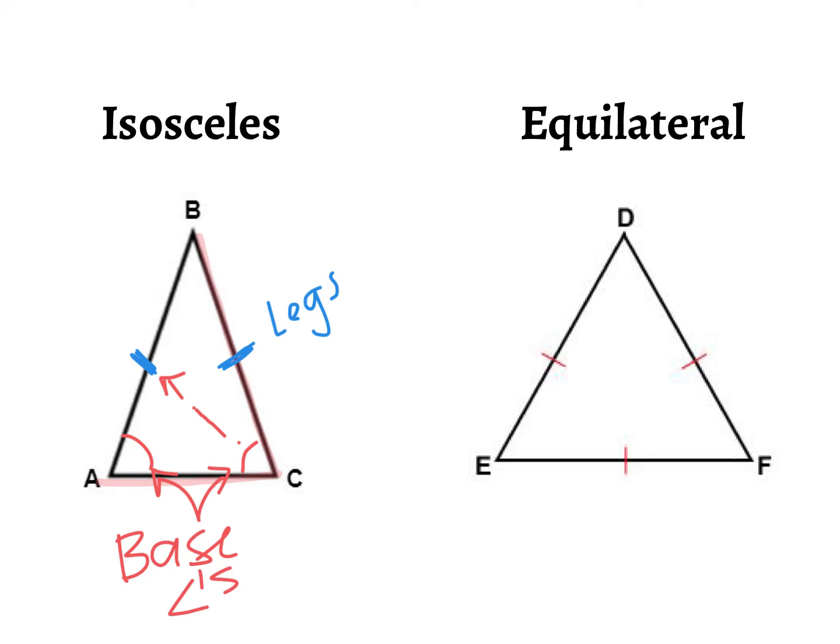Equilateral triangles will have all equal sides. Now, if the sides are equal, we can then assume that the angles are also going to be equal to each other because they are opposite sides, right? So three congruent sides, three congruent angles for equilateral. This can also be known sometimes as equiangular. It's an equiangular triangle because all the angles are equal, or all the sides are equal.